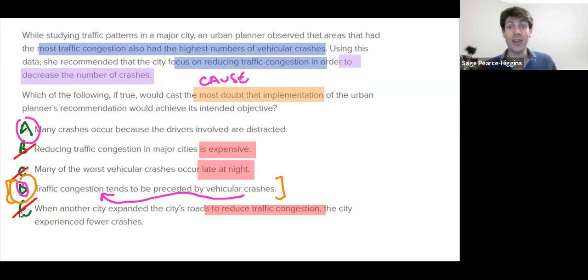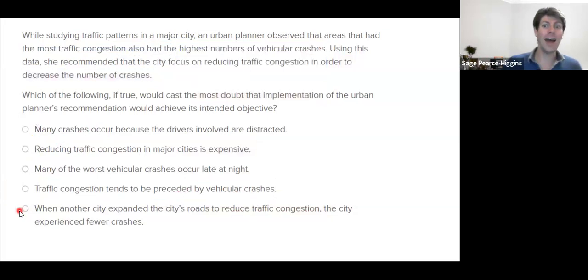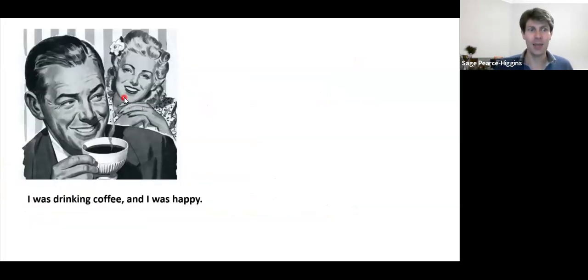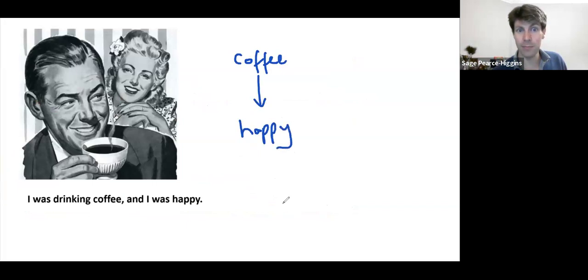So, correlation, causation. If you haven't heard of this, go away and you can just Google correlation, causation. Here, in a nutshell, is what's going on. I was drinking coffee and I was happy. Lovely situation. Fantastic. Okay, so what does the coffee company want you to think in this advert? They want you to think that coffee is the cause of your happiness. Yeah, in fact, that's kind of the lie of all adverts.